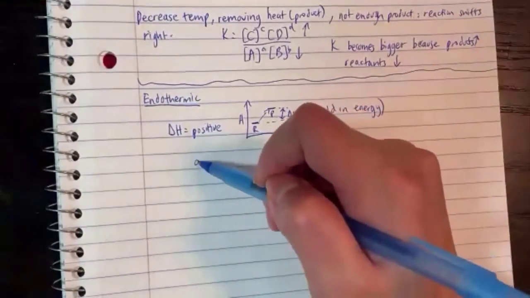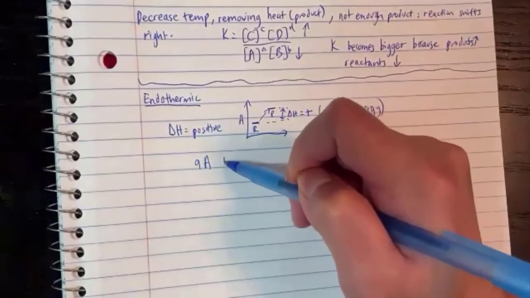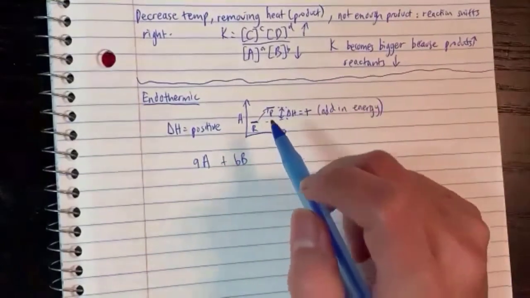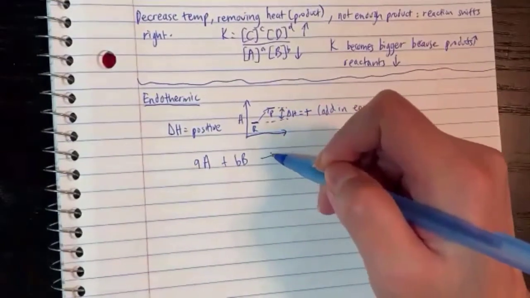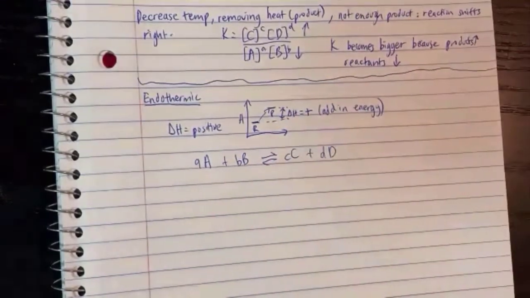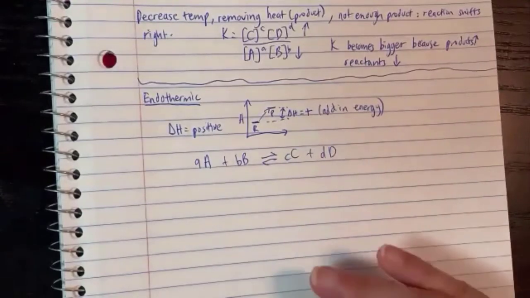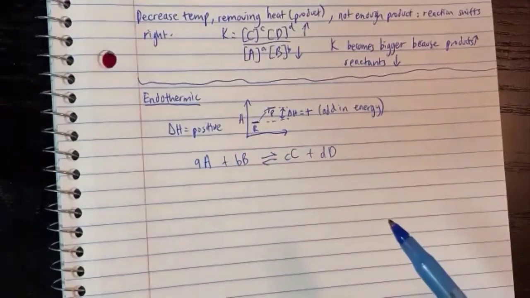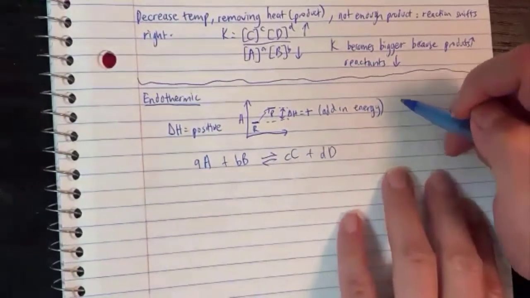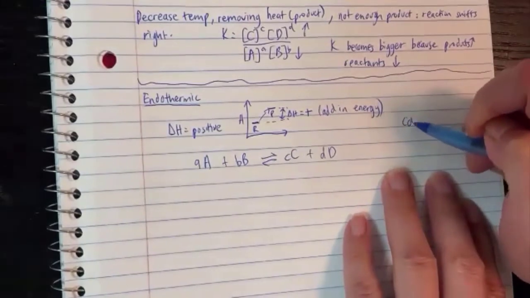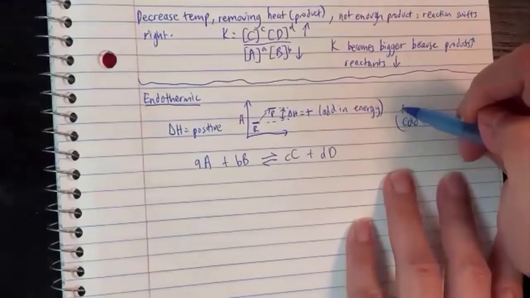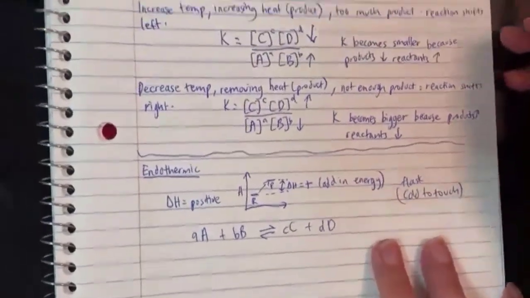So if you had a reaction of A plus B going to C plus D, and we say this one is endothermic. Sometimes they say it's endothermic, sometimes they say delta H is positive. Sometimes it says when you touch the flask, it feels cold. I'll write it down here: cold to touch. Remember, endothermic is cold to touch. The flask is cold to touch. Exo are added up here.